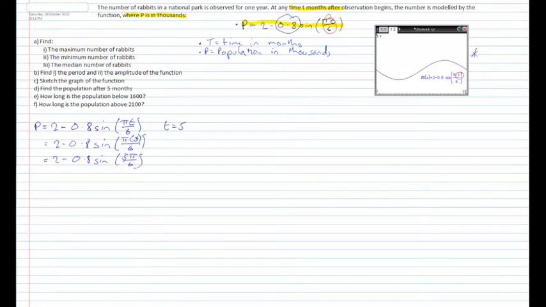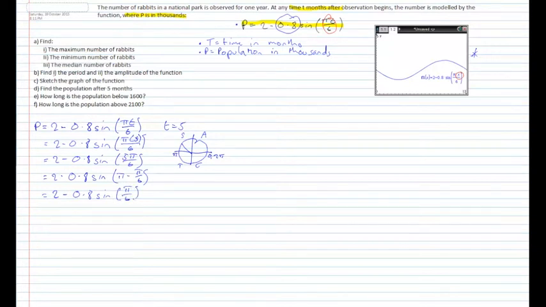Now, I know that 5 pi, let's go through and actually draw out the unit circle. 0, pi, and then 2 pi. Now 5 pi on 6 is just a little bit less than pi, so it's going to be in the second quadrant, and we know that all stations to Croydon means that sine will be positive. So that is the same as saying 2 minus 0.8 sine of pi minus pi on 6. Now because sine is positive, that's the same as saying 2 minus 0.8 sine of pi on 6.